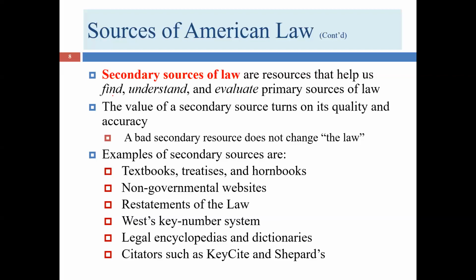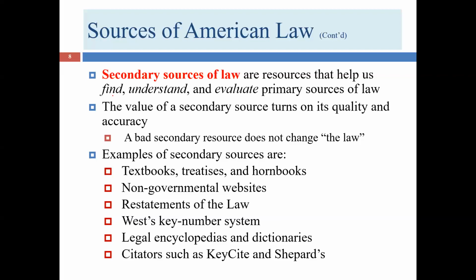And so if I had not made that change, the secondary source of law, the textbook, would have been a really bad source of law because it would tell you things that weren't true. And so secondary sources of law need to constantly be updated to reflect the changing, kind of living nature of the law.